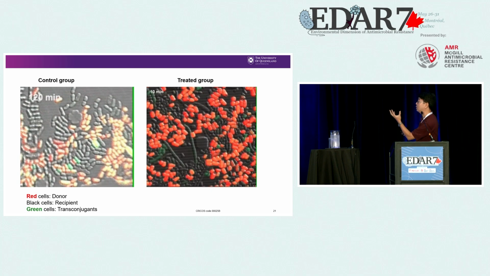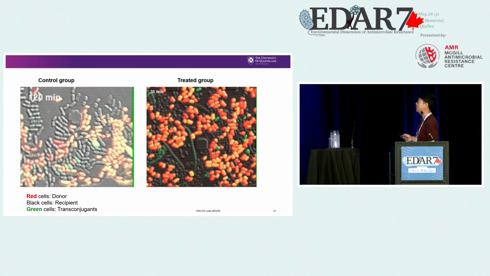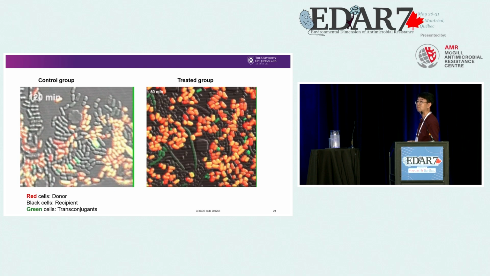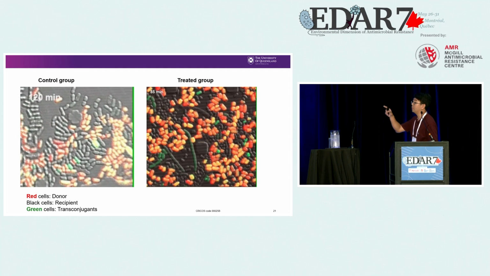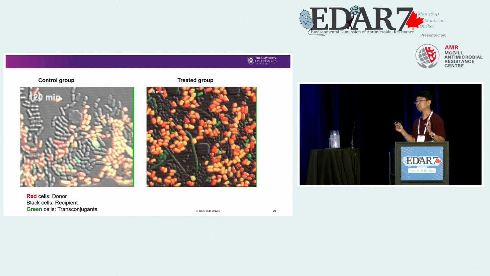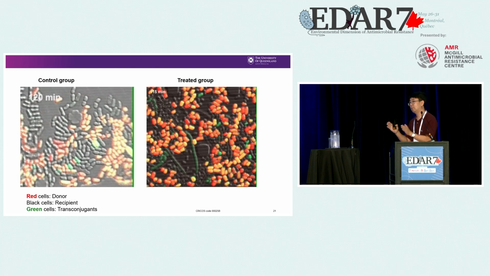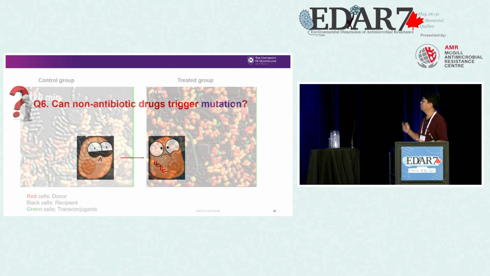Let's move to the second one, the treated group. We have donors as red, and the black ones here are recipients. You can see after half an hour, we have more and more transconjugants popping up, much more than in the control. So once again, using such a platform, we confirm that non-antibiotic pharmaceuticals can promote gene transfer. We can visualize that process.